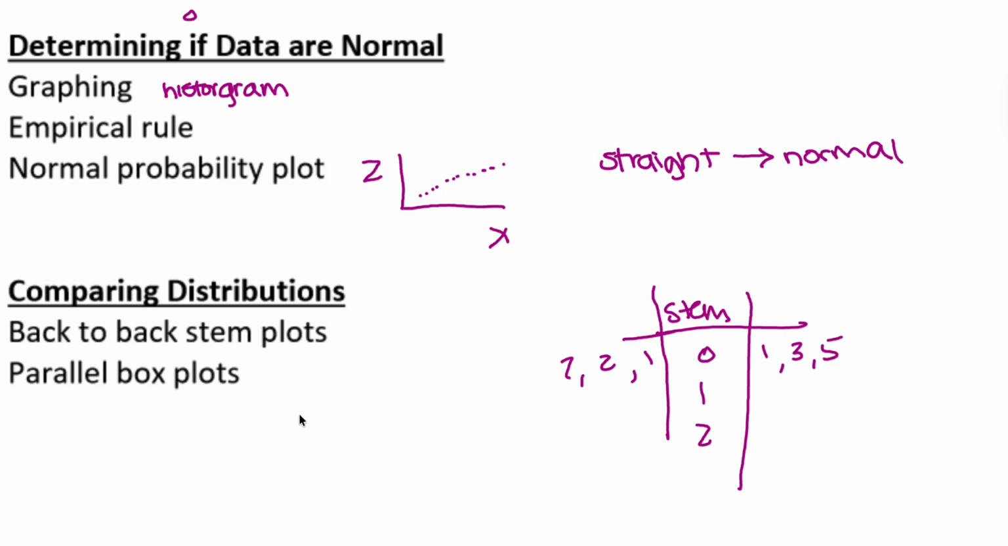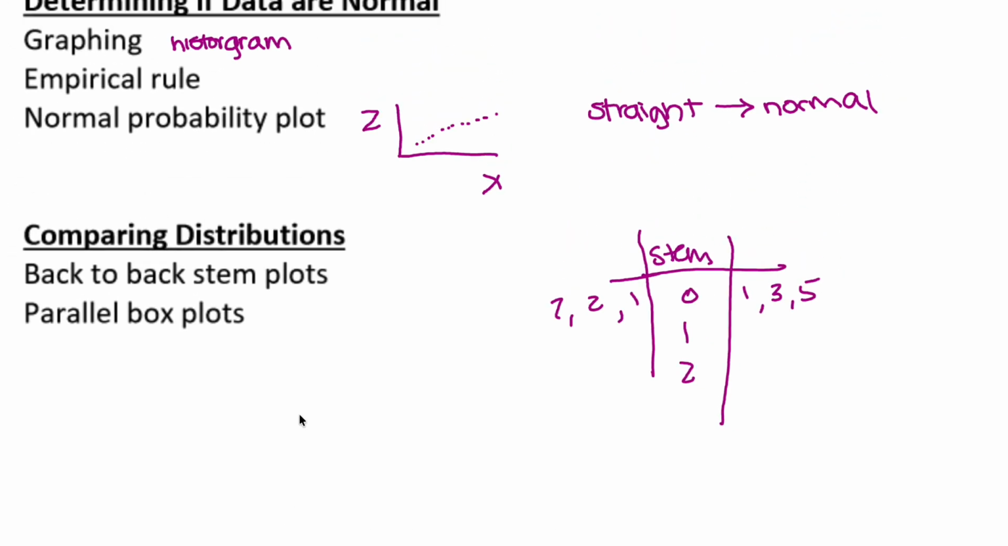And for parallel box plots, you adjust your screen on your calculator to have two box plots fit on one screen, and therefore you can compare, well, how does the mean for each box plot relate to the other, and how are the IQR, min, max, etc.